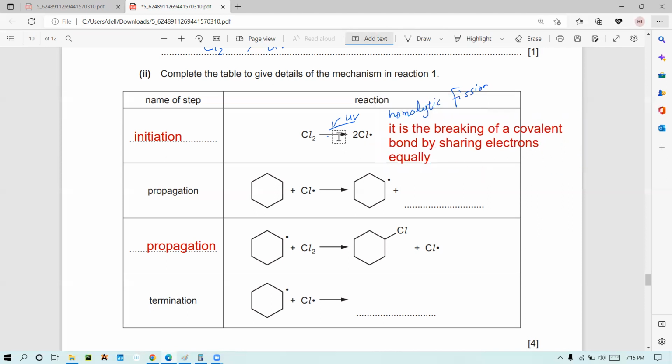That means the bond electrons, there are 2 electrons. 1 electron goes to each atom. So it means free radicals. So remember this homolytic fission also. And after the formation of the chlorine free radicals, it reacts with this neutral molecule. Remember, a neutral molecule always changes to a free radical during these propagation reactions, and a free radical changes to a neutral molecule. This neutral molecule is HCl.